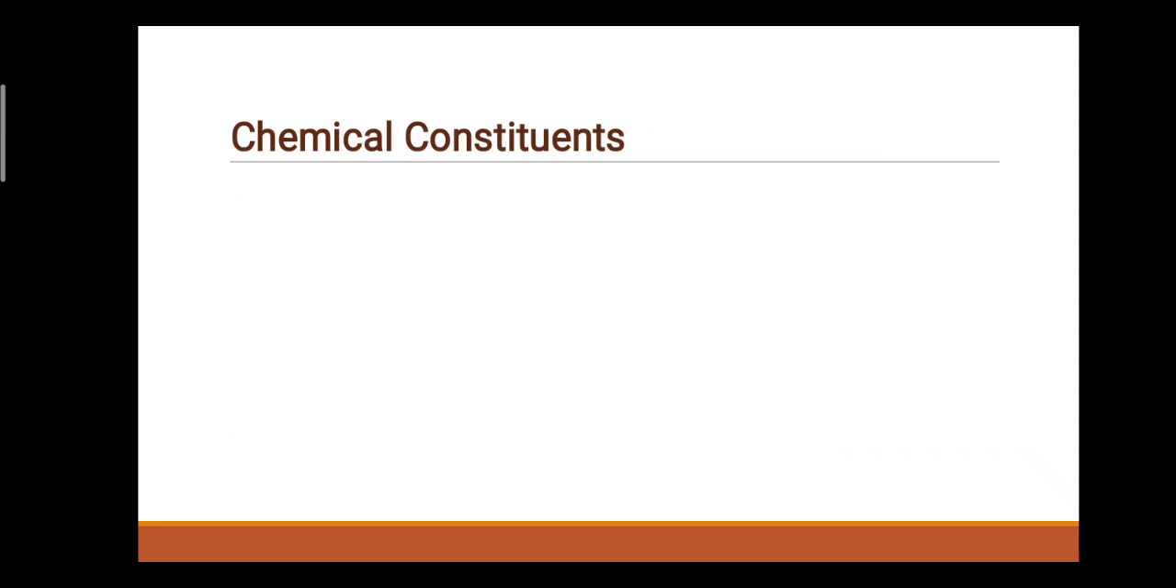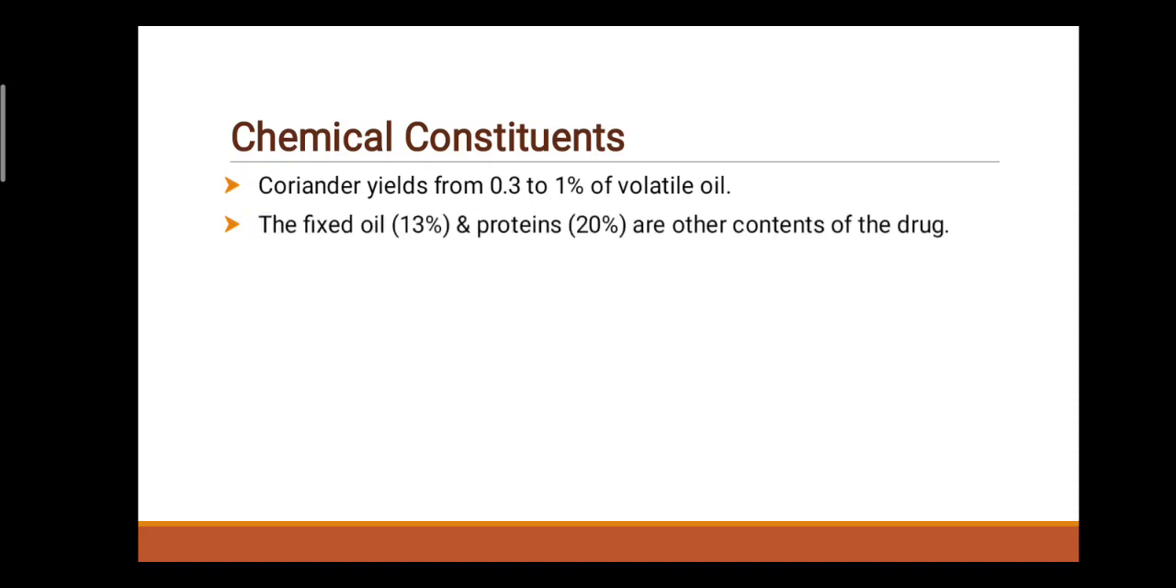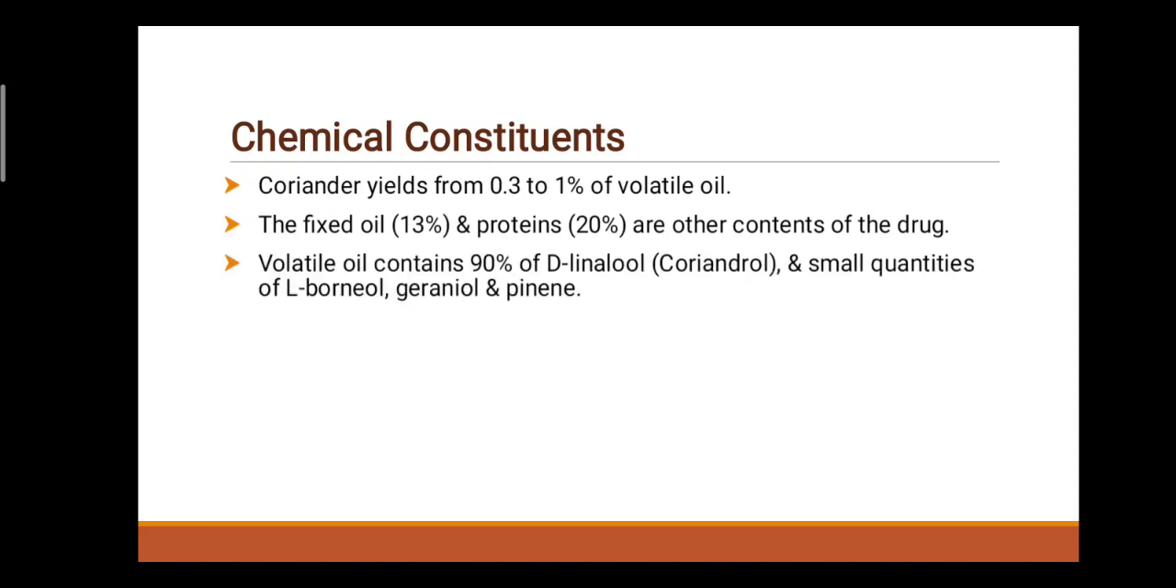Next point, chemical constituents. Coriander yields 0.3 to 1% of volatile oil. The fixed oil 13% and proteins 20% are other contents of the drug. Volatile oil contains 90% of d-linalool, coriandrol and small quantities of l-borneol, geraniol and pinene. Coriander leaves are rich in vitamin A content.